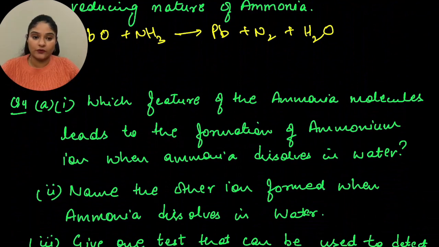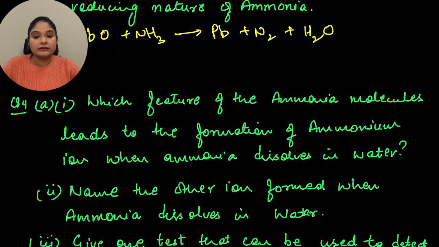Which feature of the ammonia molecules leads to the formation of ammonium ion when ammonia dissolves in water? The nitrogen that you have in ammonia has one lone pair of electrons. So when we dissolve it in water, that lone pair helps in the formation of the ammonium ion.